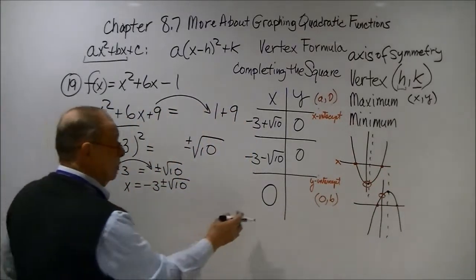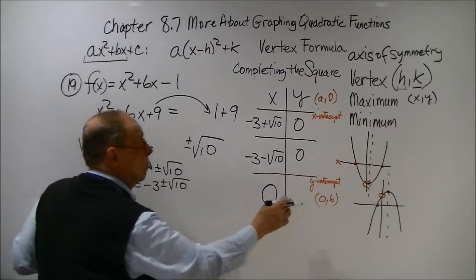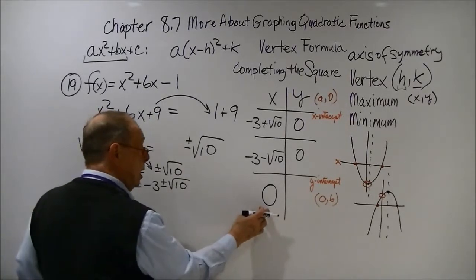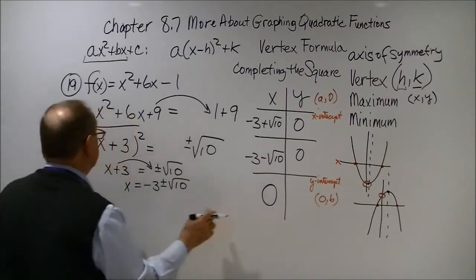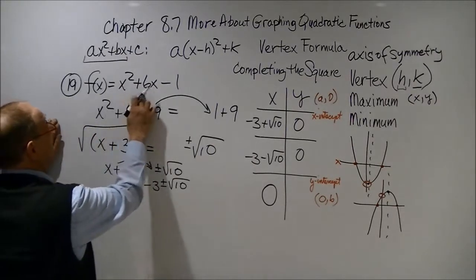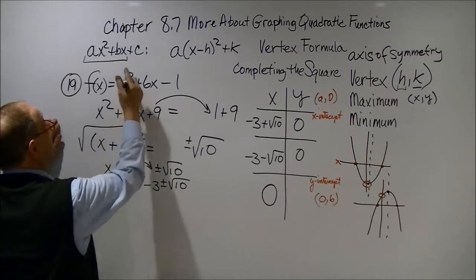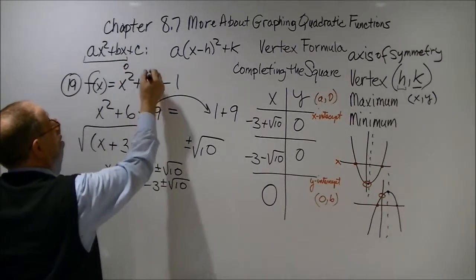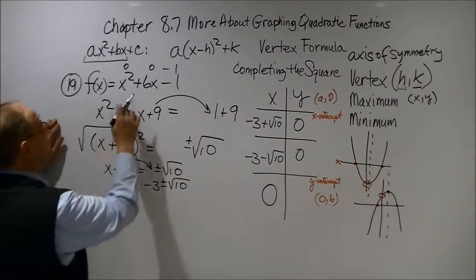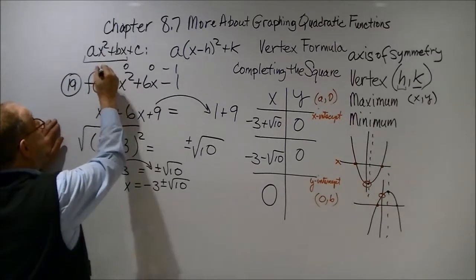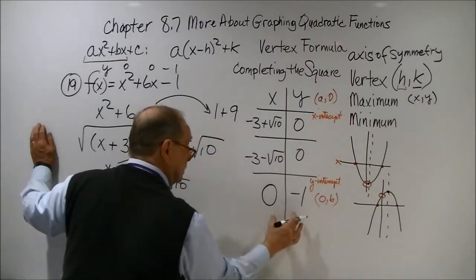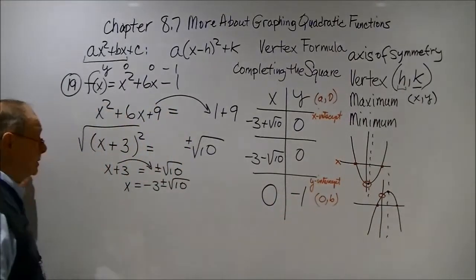Now, we want to find out what is our y-intercept. So when that happens, our x is 0. So we go to our original equation and say, here x is 0. Well, 0 squared is 0. This is 0. And this is a negative 1. So here we're saying our y, remember we could substitute a y there, y equals negative 1. So this is our y-intercept.